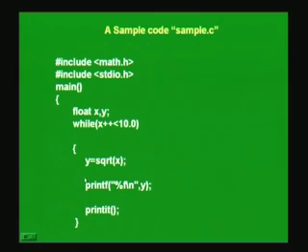This program is basically computing the square root of a variable x, and it's printing it out, and then it's calling a function. So it has some basic features of a complete C program. It has a main part, and it does some computation here, and then it calls another function. So that's what this program is.